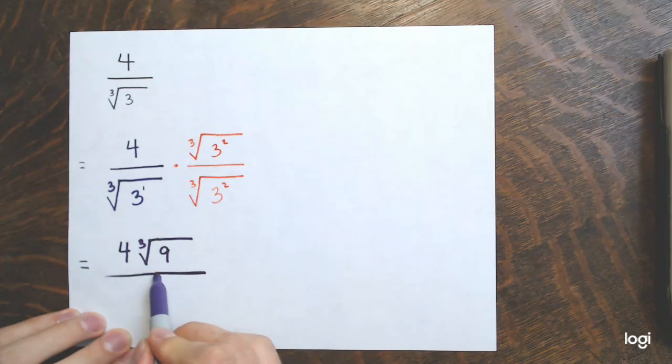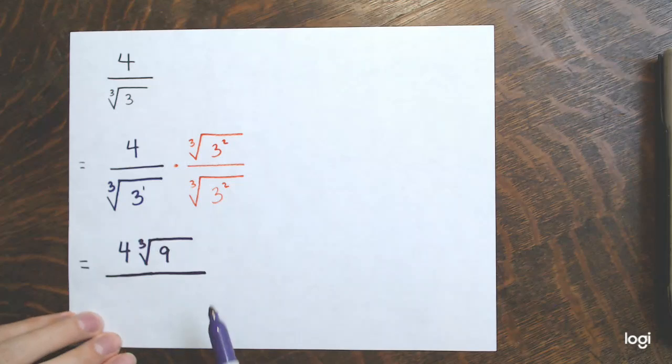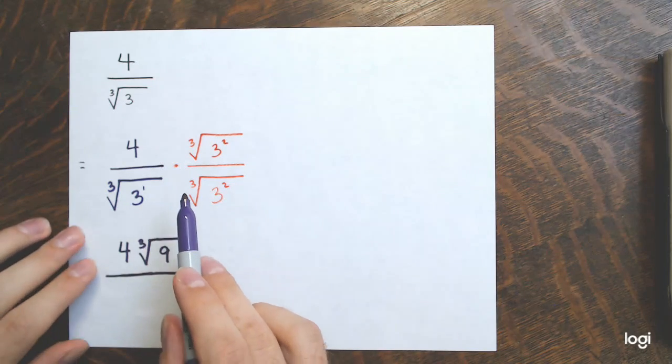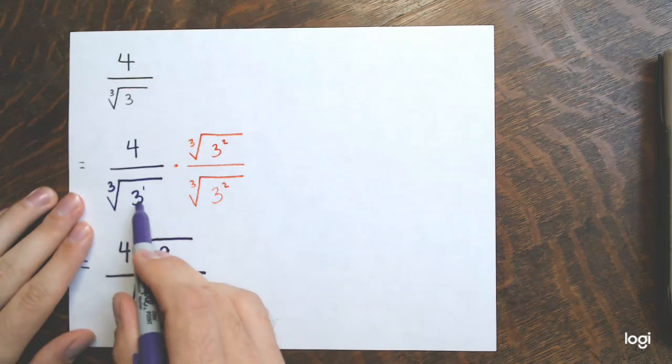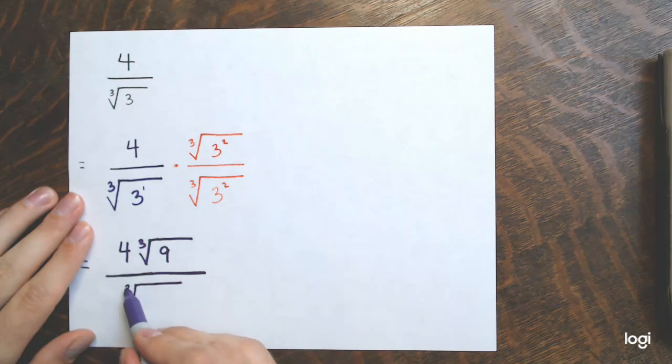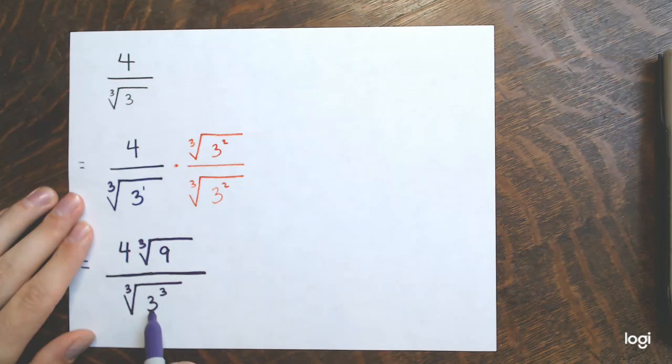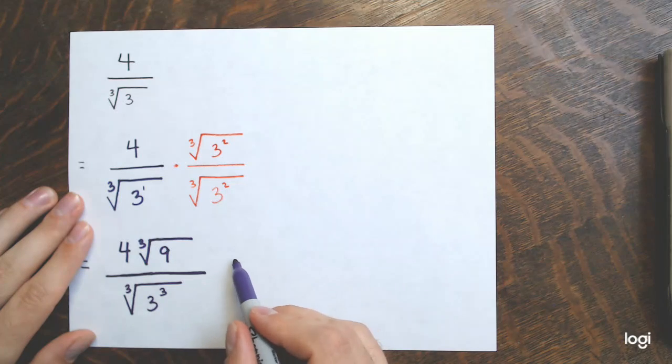And big division symbol, right, divided by. And then the cube root of 3 times the cube root of 3 squared. You can put those together with the product property, right? They're both cube roots. That's the cube root of 3 to the 3rd, right? It's the cube root of a perfect cube, the cube root of 27, right? 3 to the 3rd is 27.